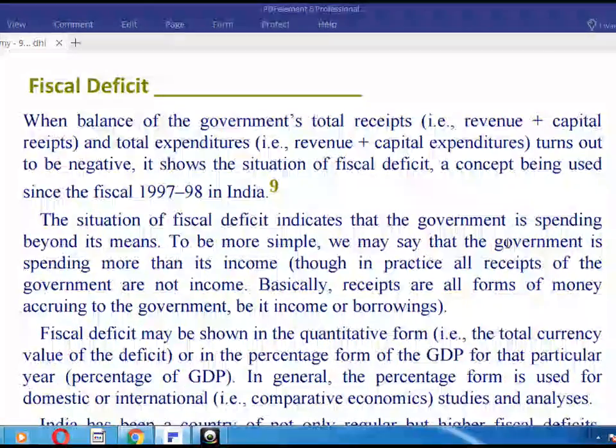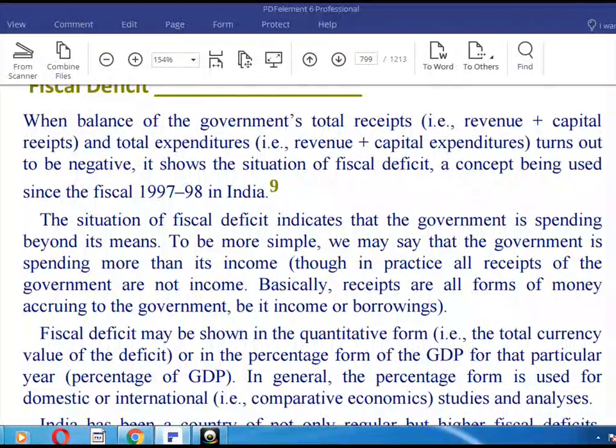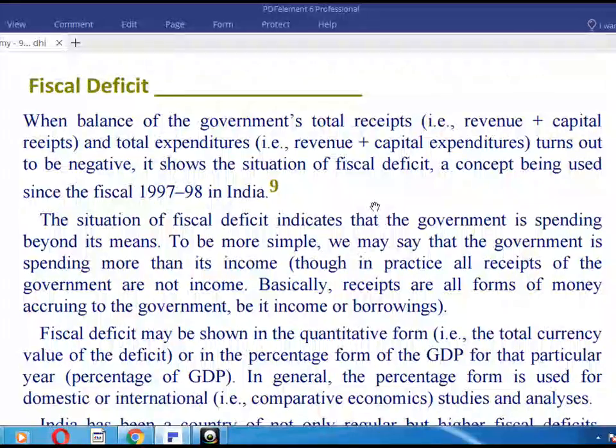Fiscal deficit. From the balance of the government, the government's total receipts, that is revenue plus capital receipts, and total expenditure, that is revenue plus capital expenditure, if this turns out to be negative, it shows the situation of the fiscal deficit.